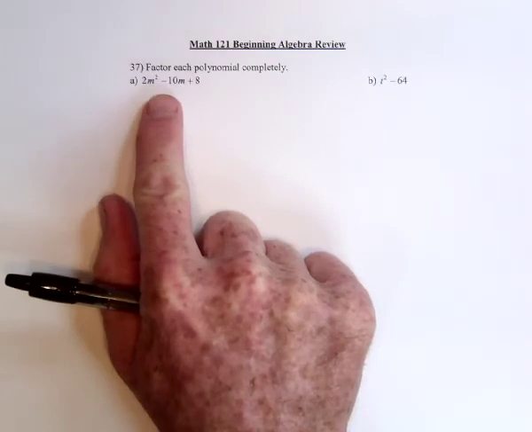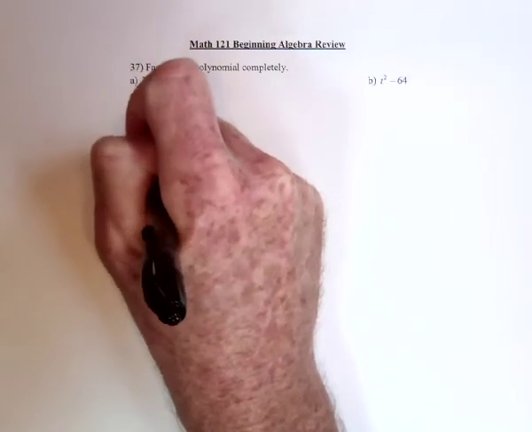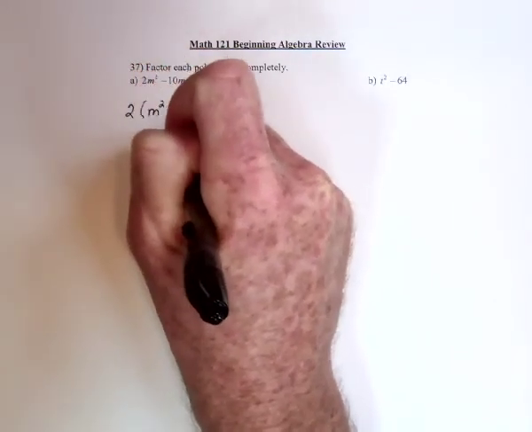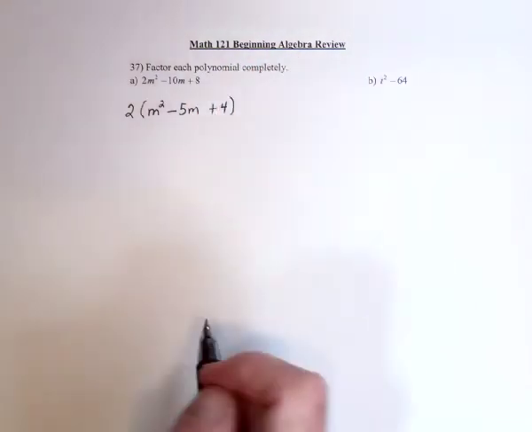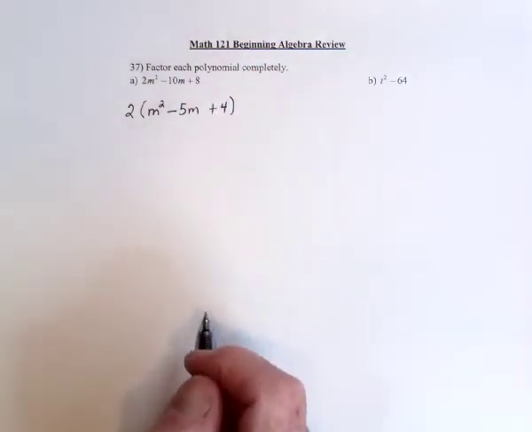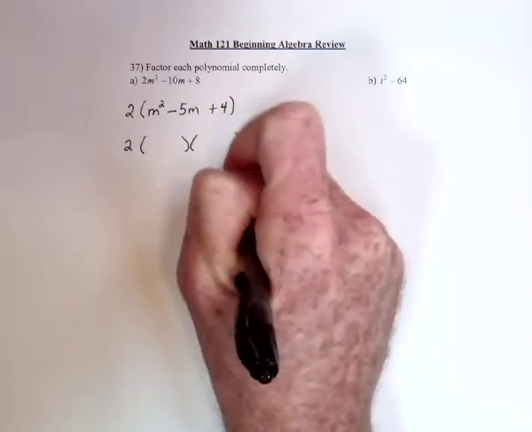And now for factoring polynomials. Whenever all three terms have something you could factor out, you should go ahead and do that first. So factor out a 2, it leaves m squared minus 5m plus 4. And then that 2 is going to stay on the outside while we factor what's left.